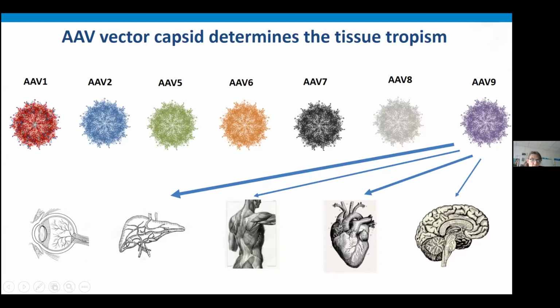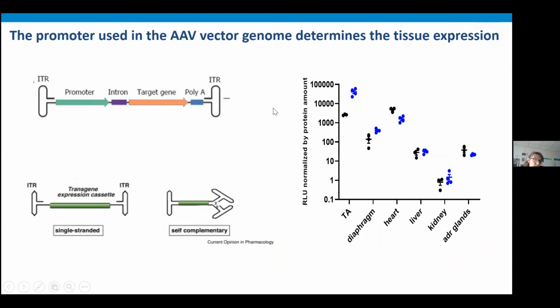The second element for the efficiency and the safety is driven by the genome. And Denise presented that you have a promoter, you have your target gene. In fact, for the AAV, you have two possibilities of inserting a gene, and this is represented here. And the promoter or the other regulatory element of the cassette will in fact indicate where the transgene will be expressed and at which level it will be expressed.